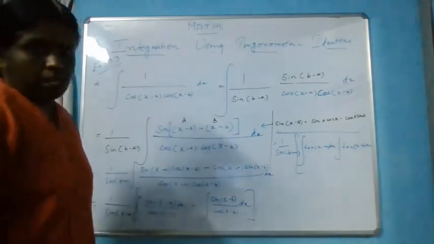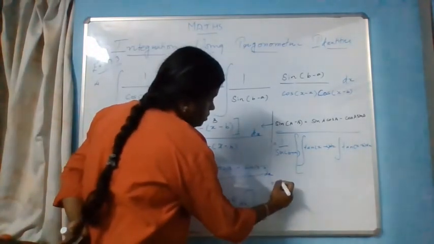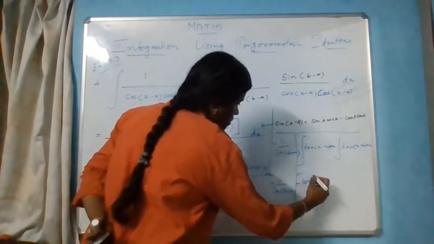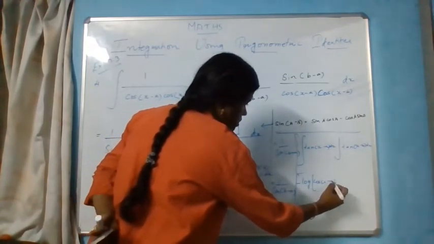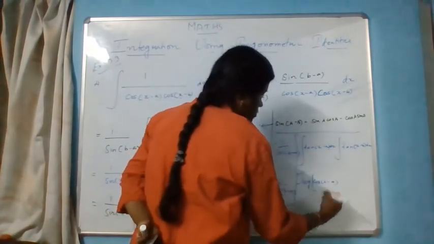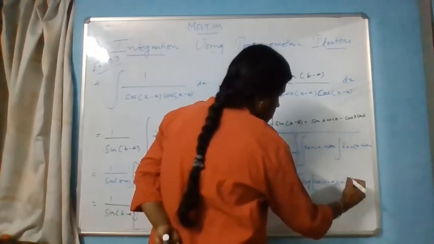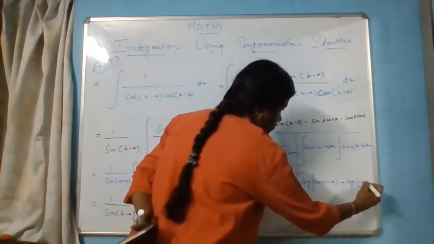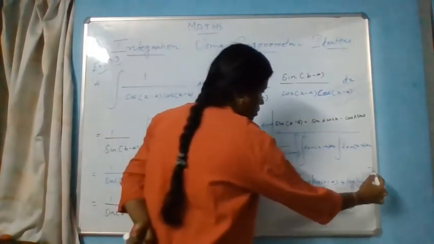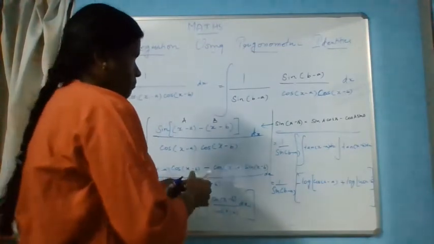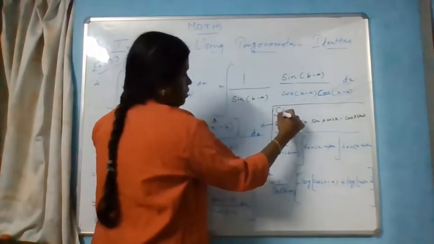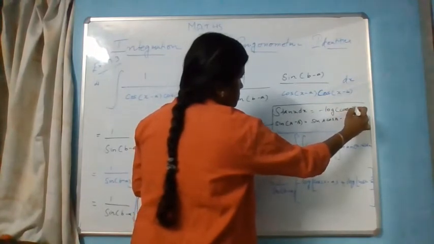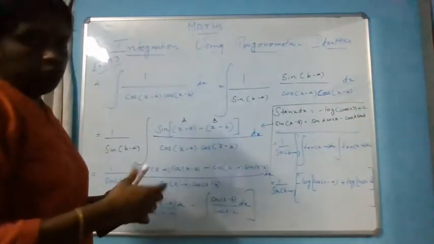So what is integral tan x dx? It can be written as log secant x or minus log cos x. So this can be written as 1 by sine b minus a into minus log cos of x minus a, and this once again minus minus, so this becomes plus log of cos of x minus b. Okay, why? Because we have a formula: integral tan x dx can be written as minus of log of cos x. That is the formula.